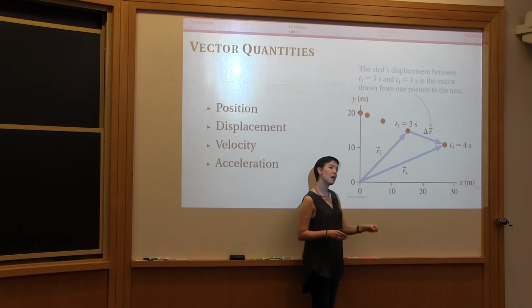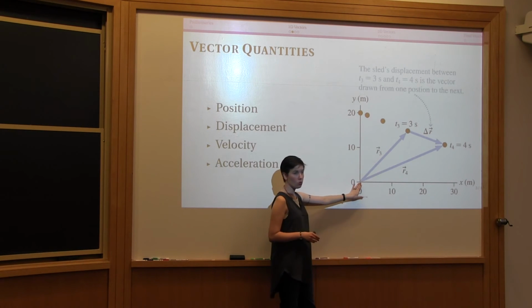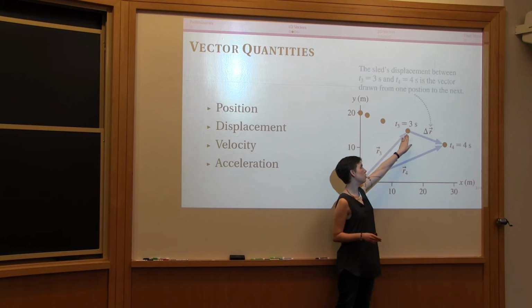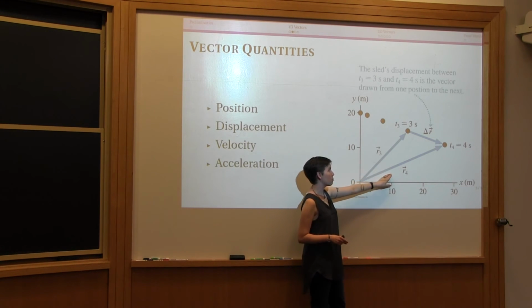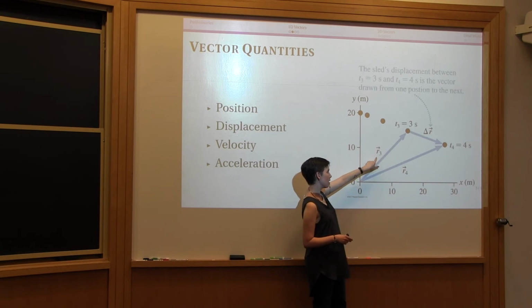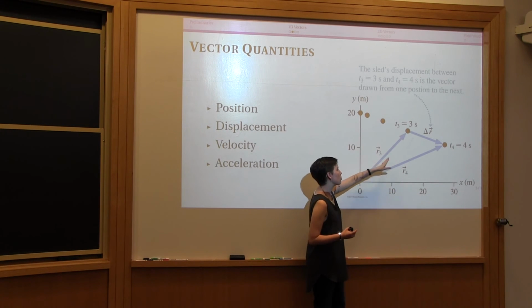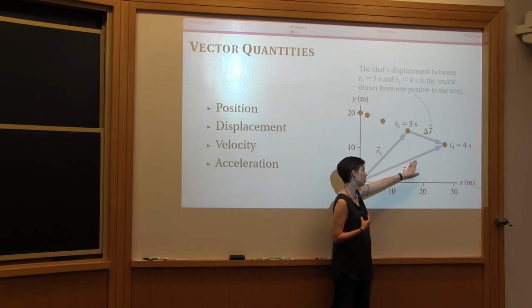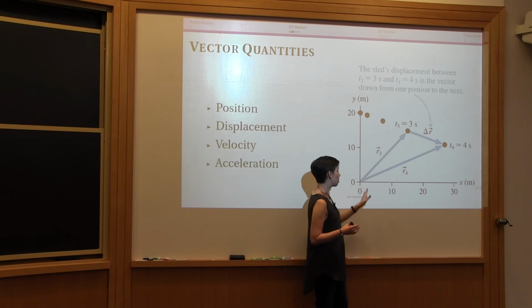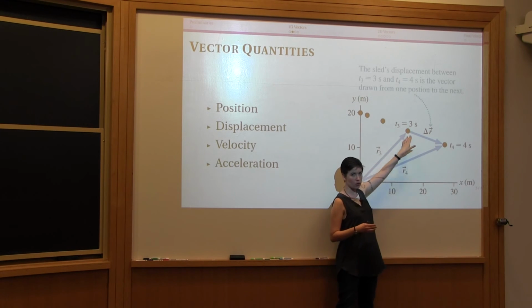The position vector is the vector that goes from the origin to the position that it was at. So each of these arrows are the position vectors, where we're naming them as the R vector, meaning position, with a subscript of 3 and then 4, meaning that this was the 3rd moment in time, which happens to be 3 seconds, and then the 4th moment in time, which happened to be 4 seconds. So the position vector goes from origin to the position.